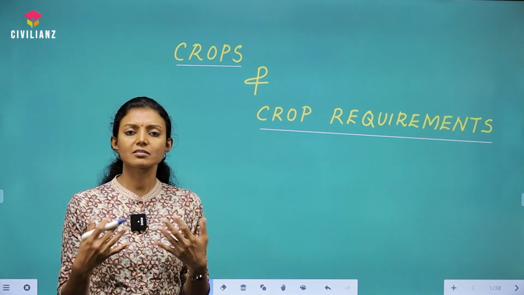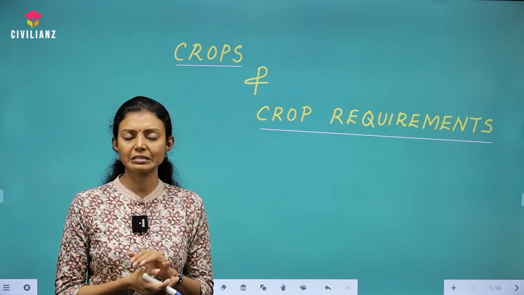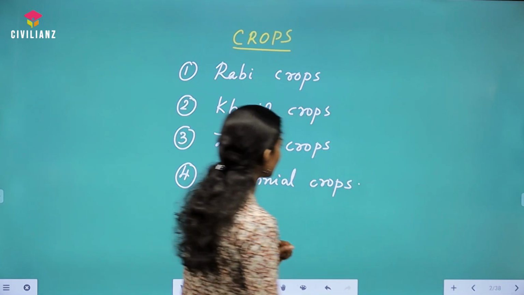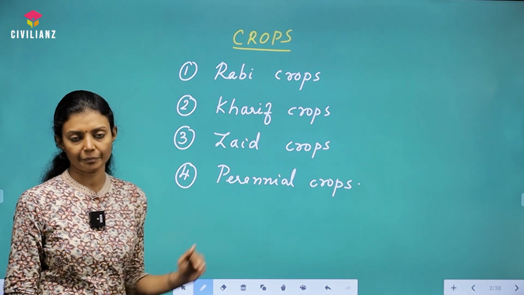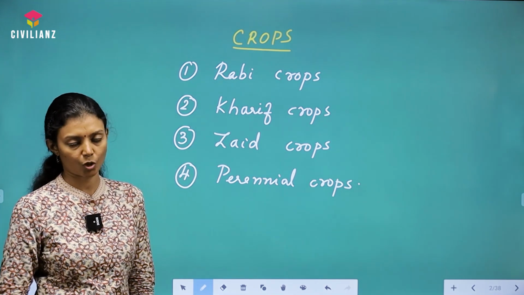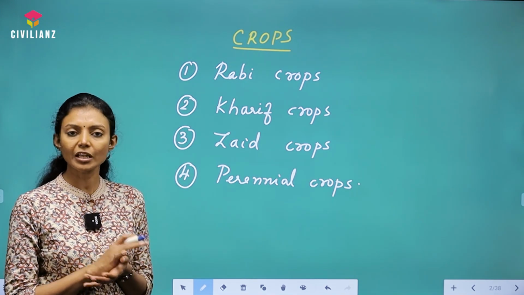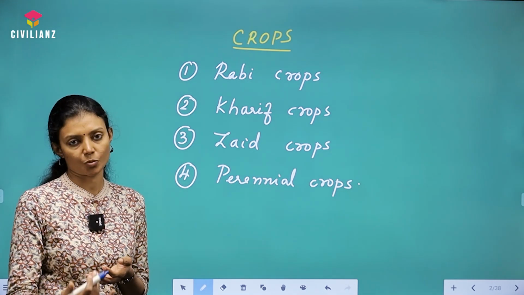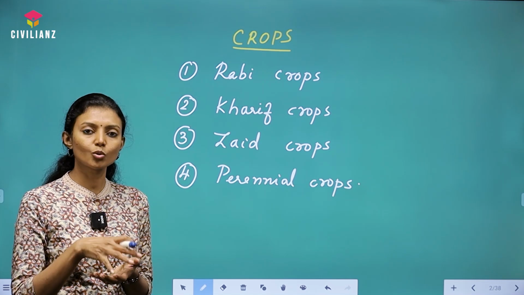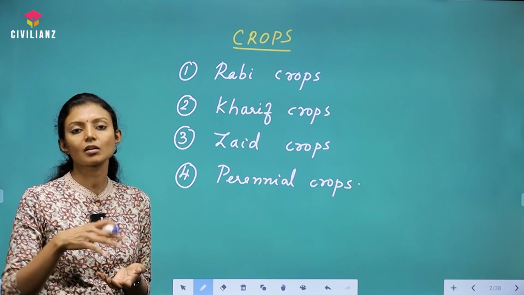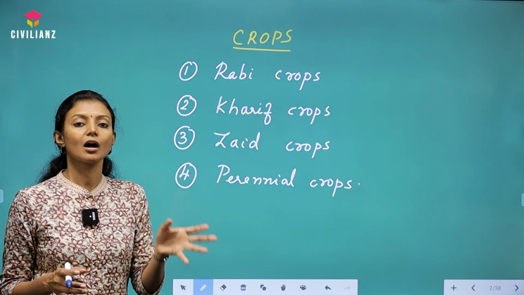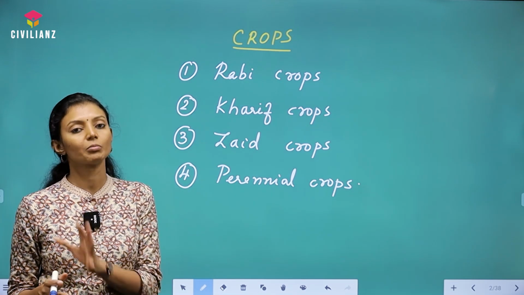So let us start and see what the different crops in India and the crop seasons in India are. We will be discussing mainly 4 crops here: rabi crops, kharif crops, zaid crops and perennial crops. Trust me, it is very important to be aware of these crops, because when we are solving numerical problems, we should know whether the two crops belong to the same season or to different seasons. So awareness of the various crops and their examples is very crucial for solving numerical problems.